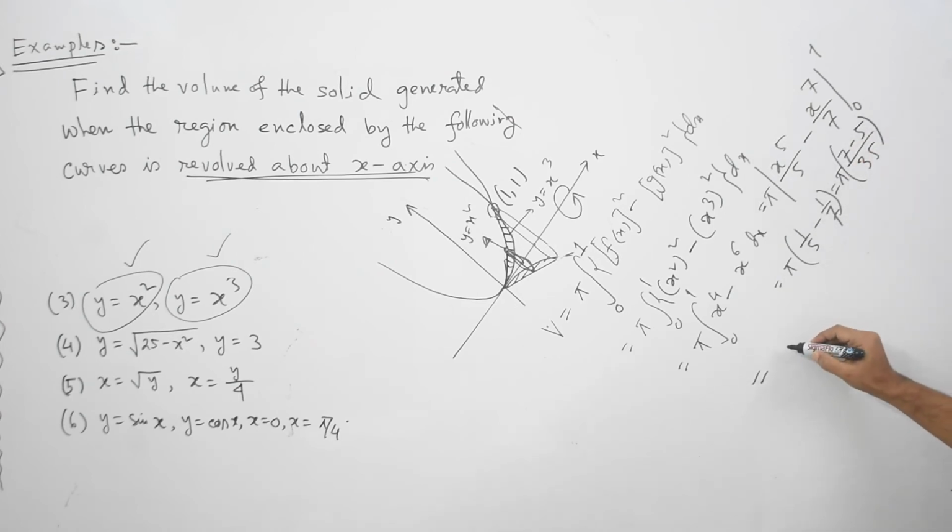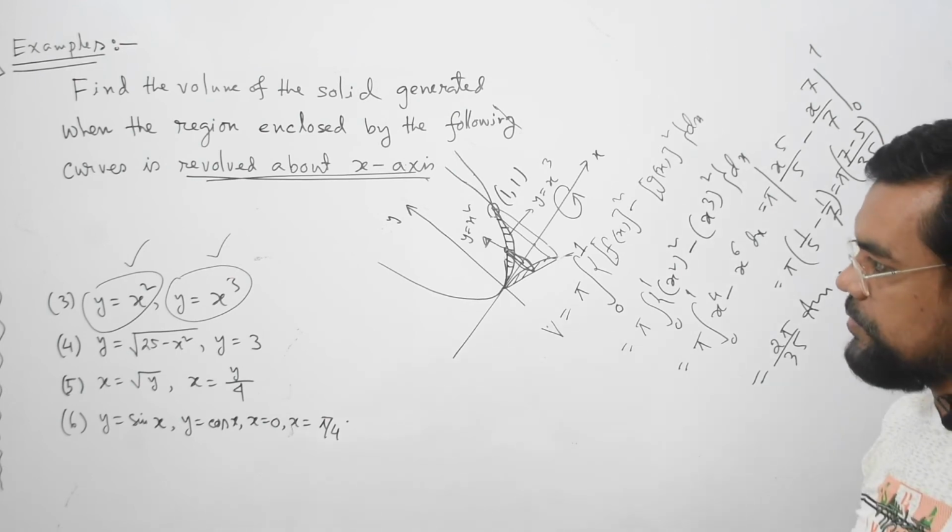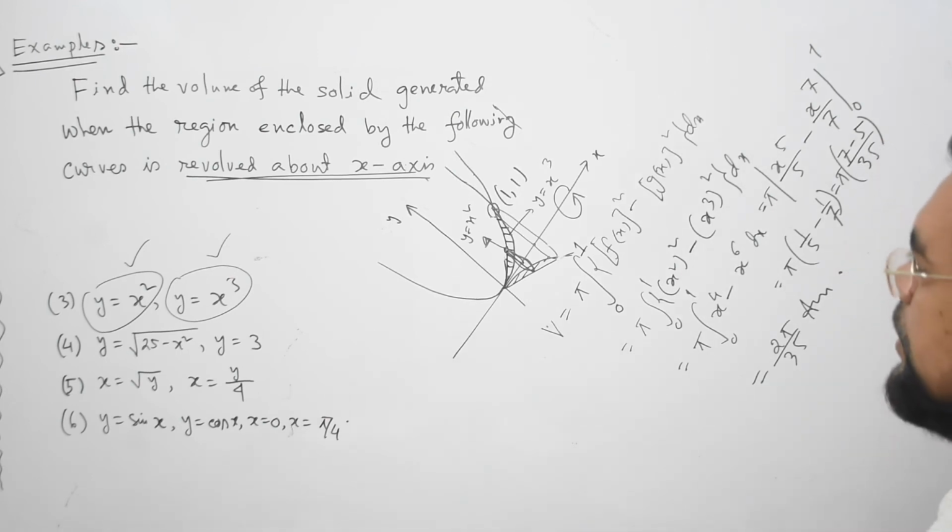So the answer will be 2 pi by 35. Now let's try to solve example 4.